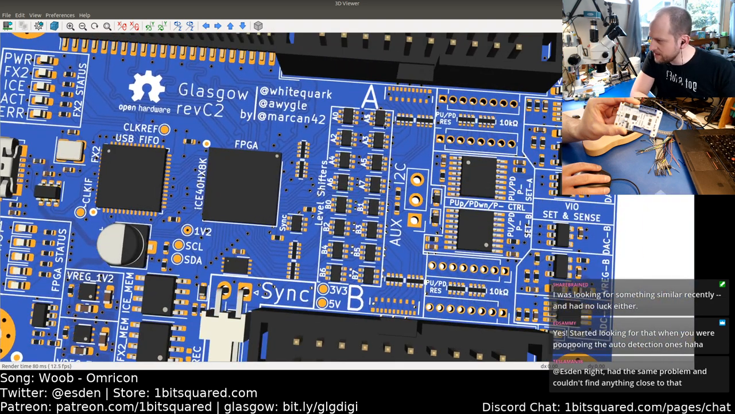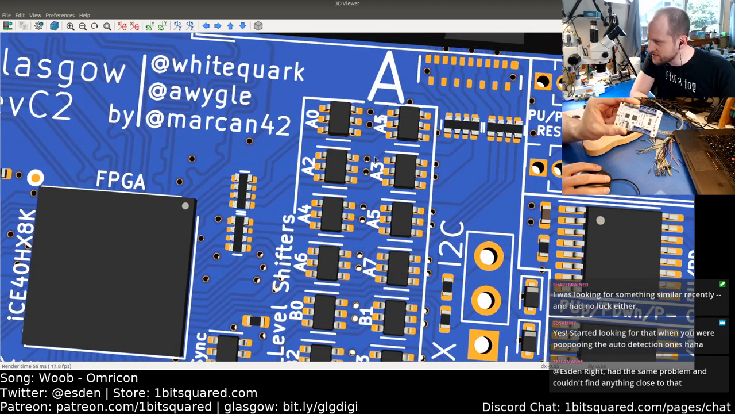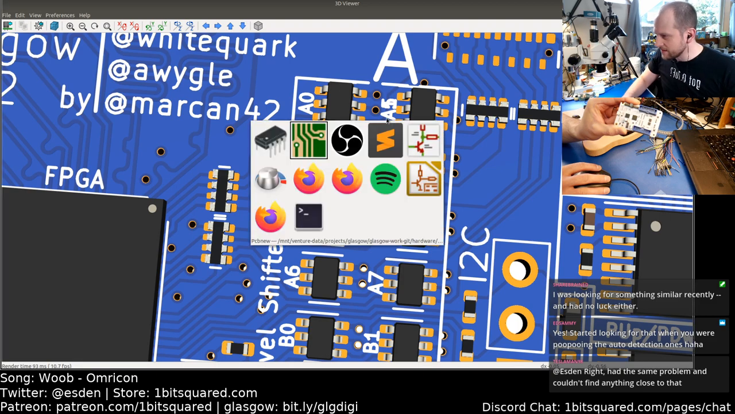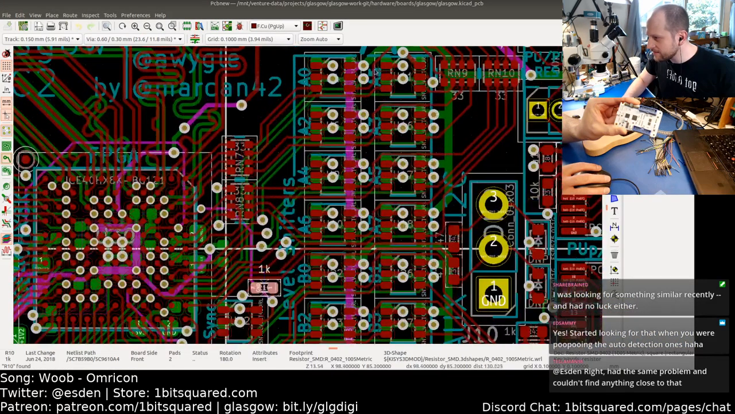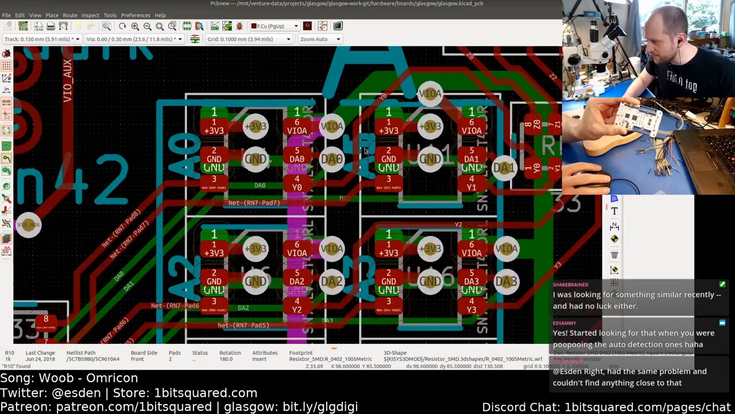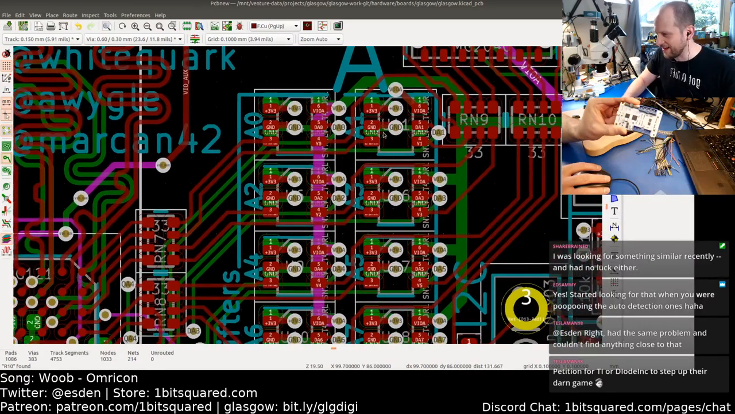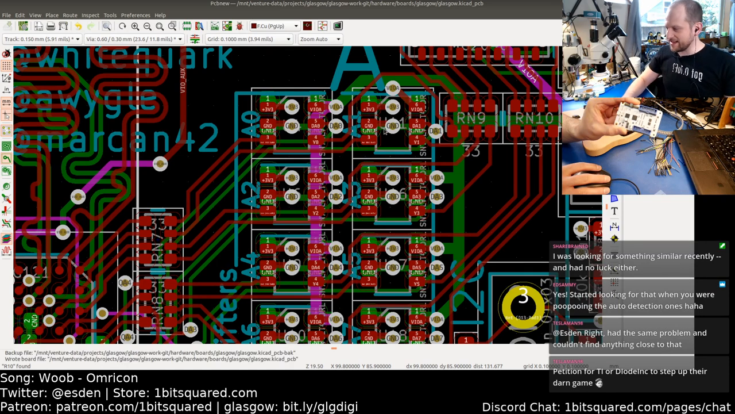And there is something on the silkscreen here. Ladies and gentlemen, we found some overlap. What's going on here? So I think I might have copied some silkscreen here. Oh yeah, so this should be A1. Okay, so, fixed.